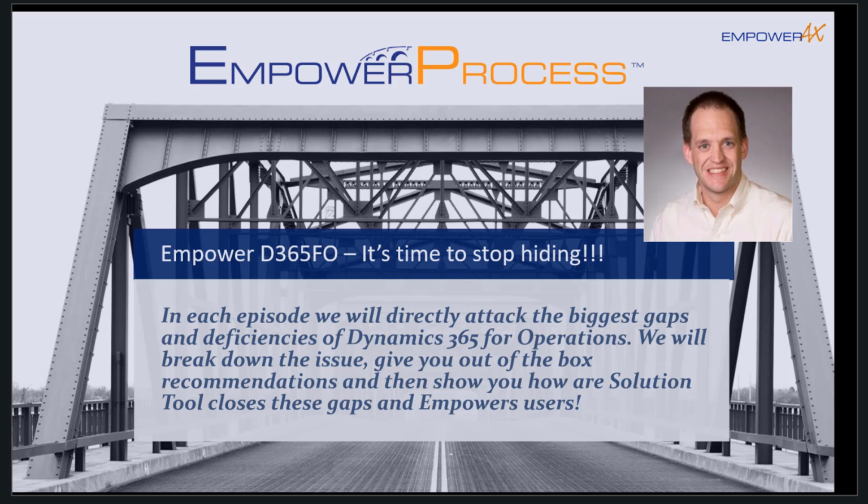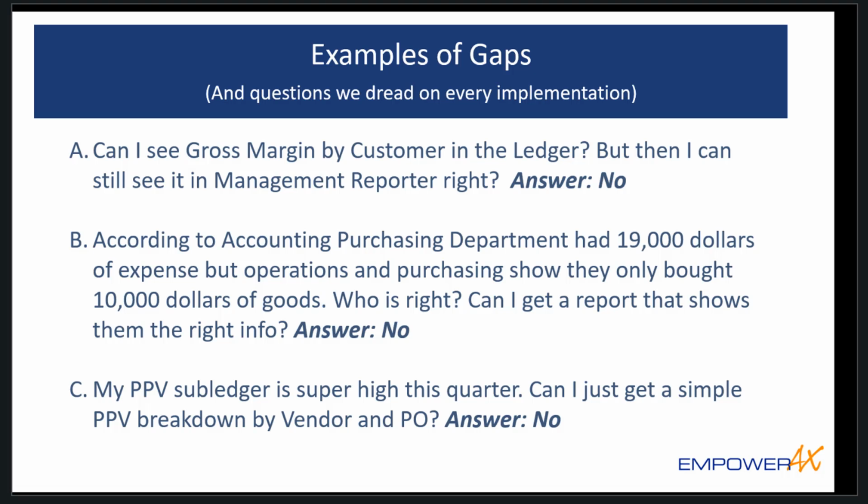And today I could not start this blog series without starting out with my favorite, or should I say least favorite, questions that I'm asked. Usually it ends up being something like this. A CFO comes to me and says, I just bought a $3 million ERP system and they're telling me I can't get gross margin by customer in the ledger. I just want to see revenue and cost of goods sold by customer. You're saying I can't get that? The answer is no. And the other answer is you also can't get that out of Management Reporter, okay?